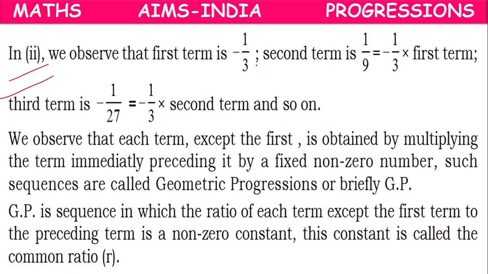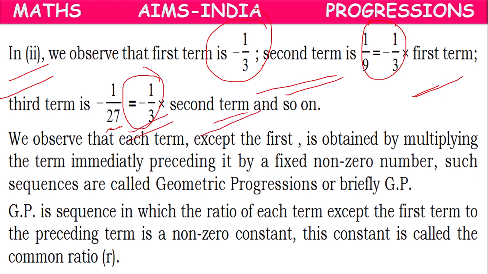In the second sequence, the first term is minus 1 by 3. The second term is minus 1 by 3 into the first term. The third term is minus 1 by 3 into the second term. Like that, it is also progressing in a definite manner.